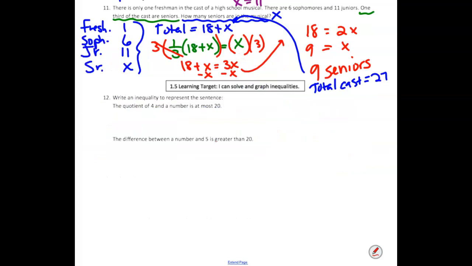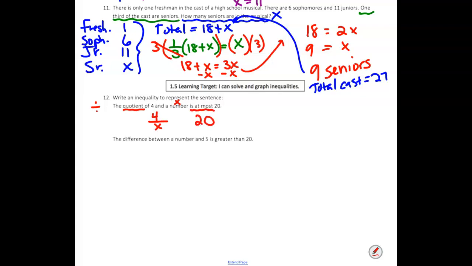All right, moving on to section 5. Our learning target is I can solve and graph inequalities. Our first statements here are just to write an inequality to represent the sentence. So we have to look for some key words. The quotient. Quotient means that we are dividing. It says we're dividing 4 and some number. I'm going to use x as my unknown number. If I take 4 and divide by some number, it's at most 20.